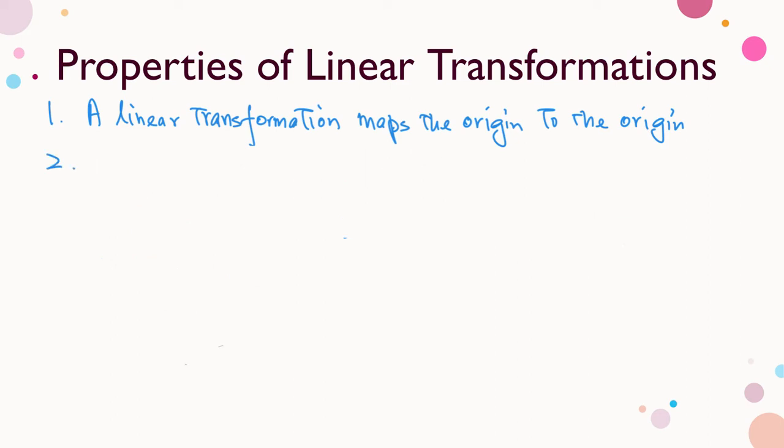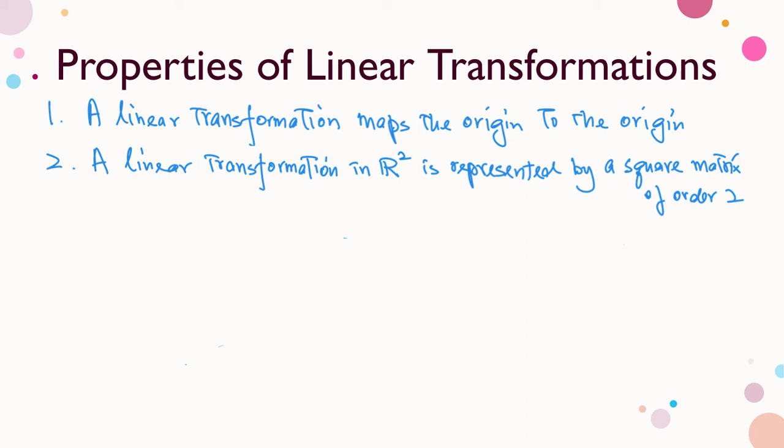2. A linear transformation in R2 is represented by a square matrix of order 2. For any point in R2, say xy. Note that here x and y are real numbers and they form a point in R2. Regard the point xy as a linear combination of the units 1, 0 and 0, 1.